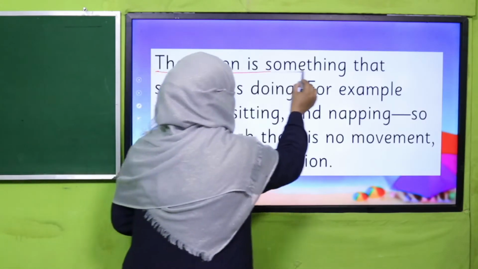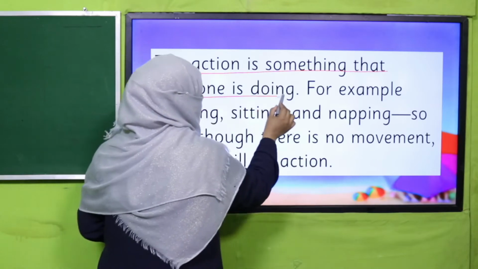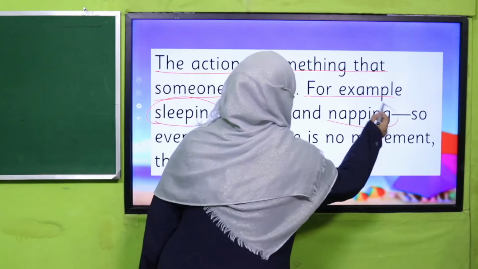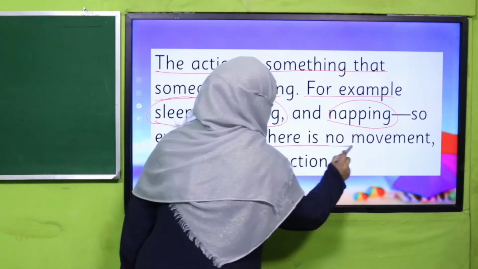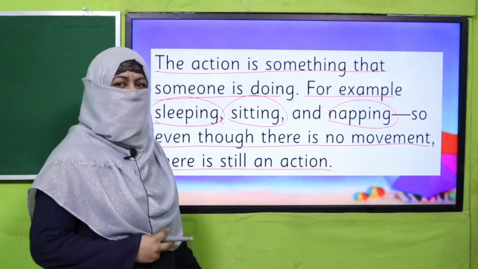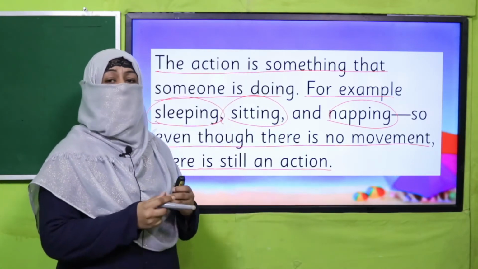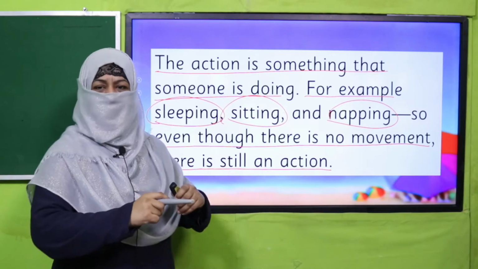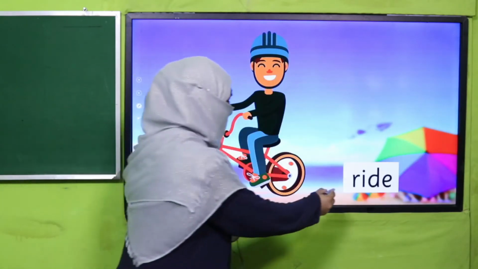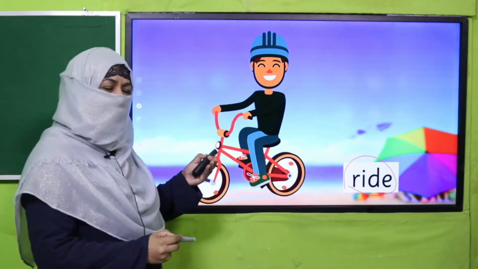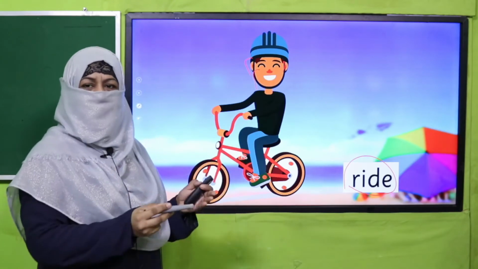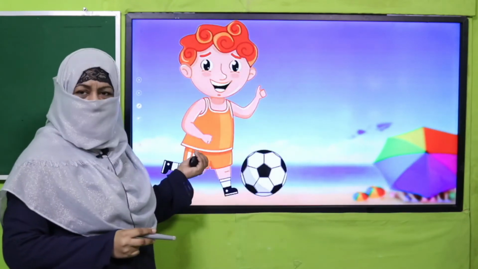The action is something that someone is doing. For example, sleeping, sitting and napping. So even though there is no movement, there is still an action. Okay, we know action means doing something, and doing does not mean moving around. Okay, for example, this boy ride. So ride is action word, and along with that, smile, looking at you, maybe listening to you, all are action words.